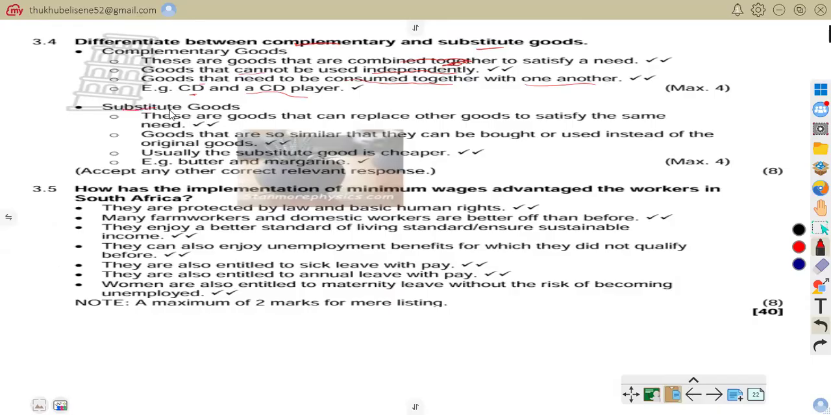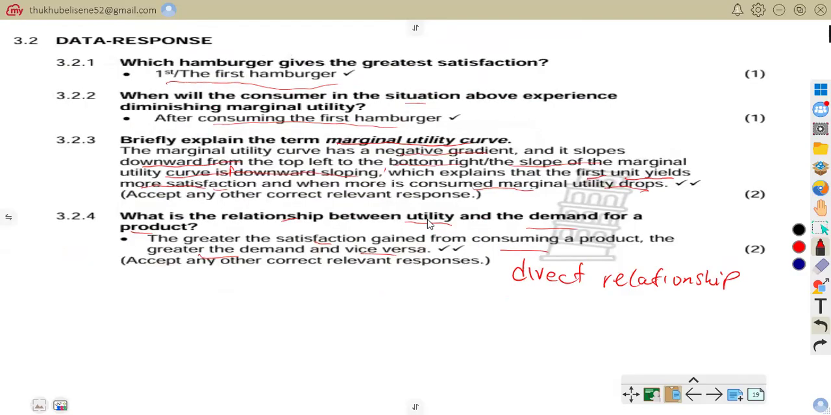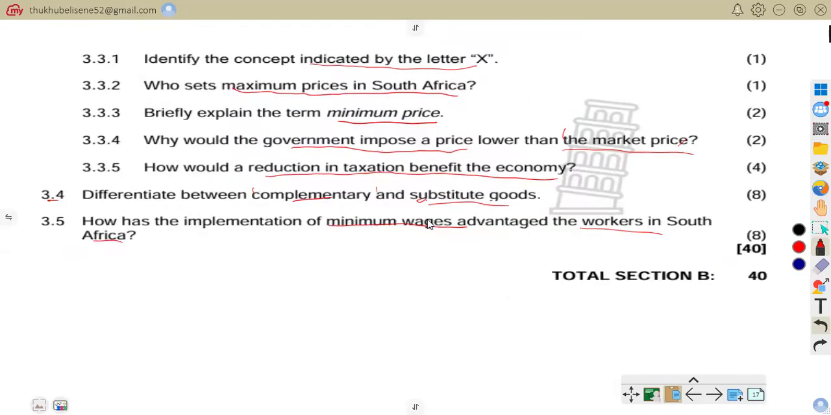But substitute goods, like I've said, are goods that replace each other. These are goods that can replace other goods to satisfy the same need. Goods that are so similar that they can be bought or used instead of the original goods. Usually the substitute good is cheaper, for example butter and margarine, like we've said. So now let us move on to 3.5.